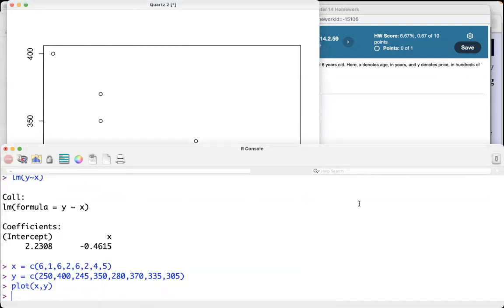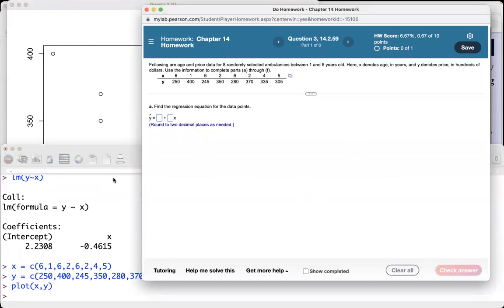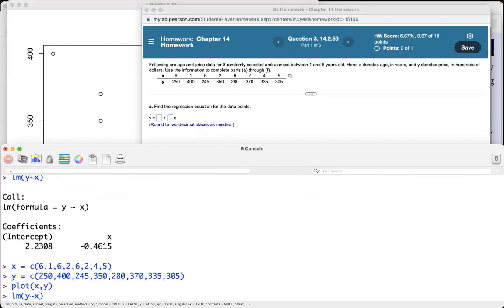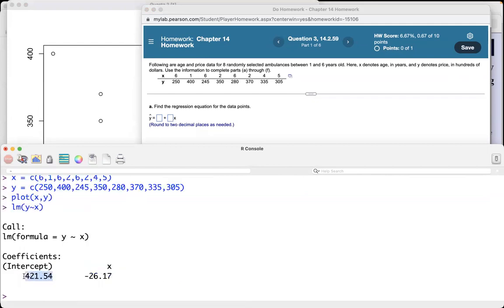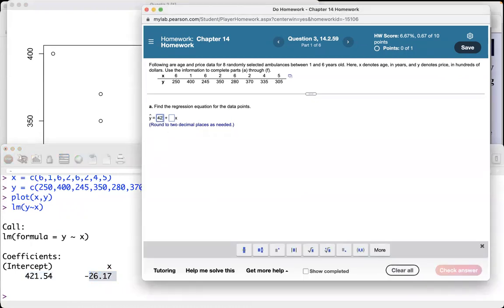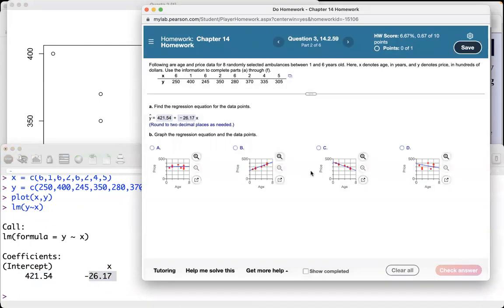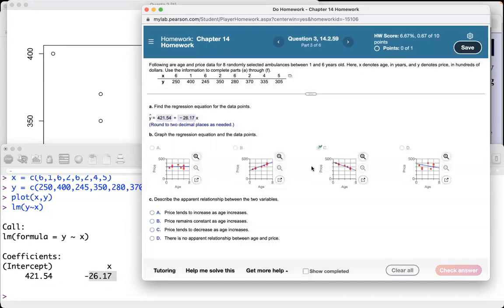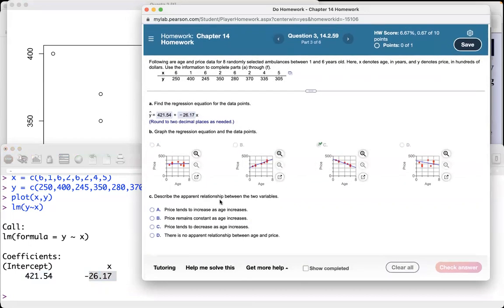These look roughly linear, and so we could find the regression equation for these points. Again, the same code, compare Y to X, and you're going to get 421.5 and negative 26.17, again rounded to 2 decimal places. So 421.54 minus 26.17x, and that's your linear regression, and we're done. That's how you find the linear regression. These points are going to look roughly like that; I know that just from graphing the points. They don't do a very good job of giving you good distracting wrong answers there. If you think about what the points look like, that's it.